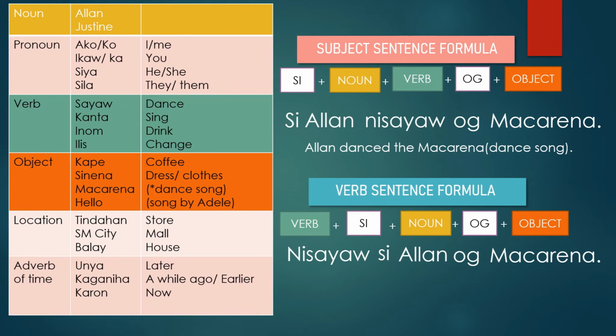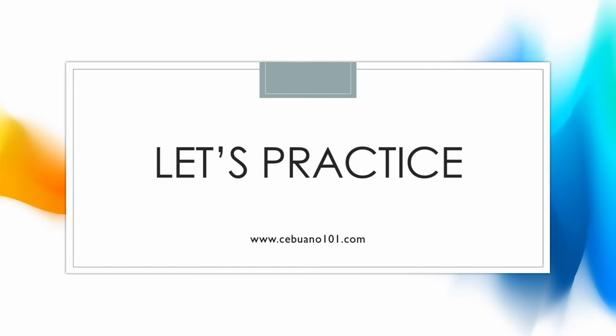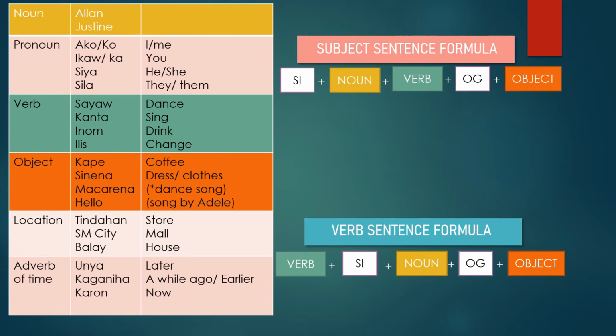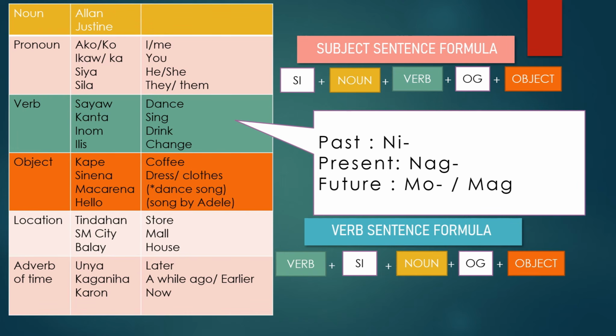All right? Now, I want you guys to practice using the formula provided. List all possible sentences from the table in past, present, and future tense. What we will do now is practice, okay? This will be the time that you will force yourself to write it down using the formulas and the table that is provided. For now, our sentence formula is short. As we move to the next episode, the formula will become longer.